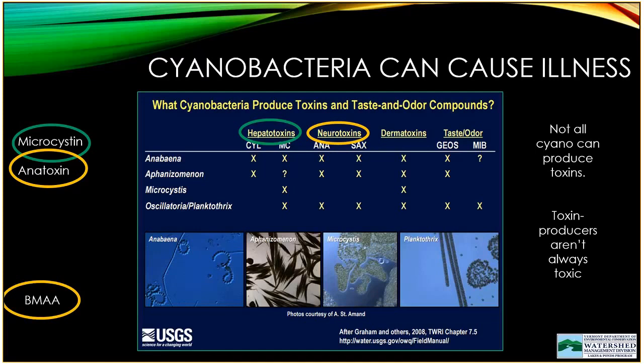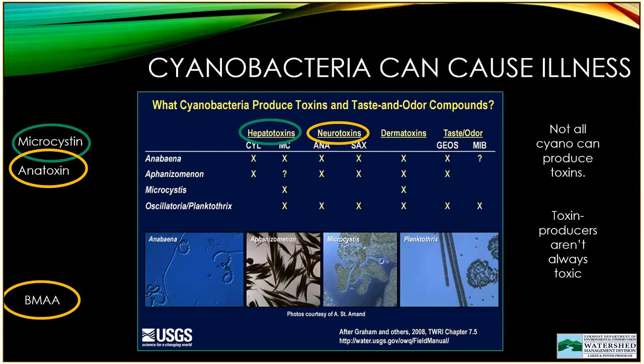There are several groups of compounds that cyanobacteria can produce that may cause illness. This slide here in the middle is from the USGS. Across the top you can see 4 groups of compounds that cyanobacteria produce that have impacts on people and animals. The first is hepatotoxins, circled in green.